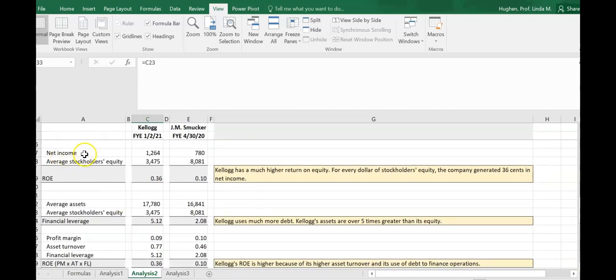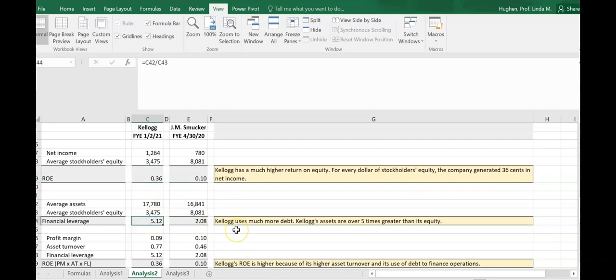Now let's look at ROE in its most basic form. 36 cents of every $1 investment in stockholders' equity is producing 36 cents in net income, and we can see that is significantly higher than JM Smucker's. So the next step is: what is driving such a big difference in ROE between the two companies?